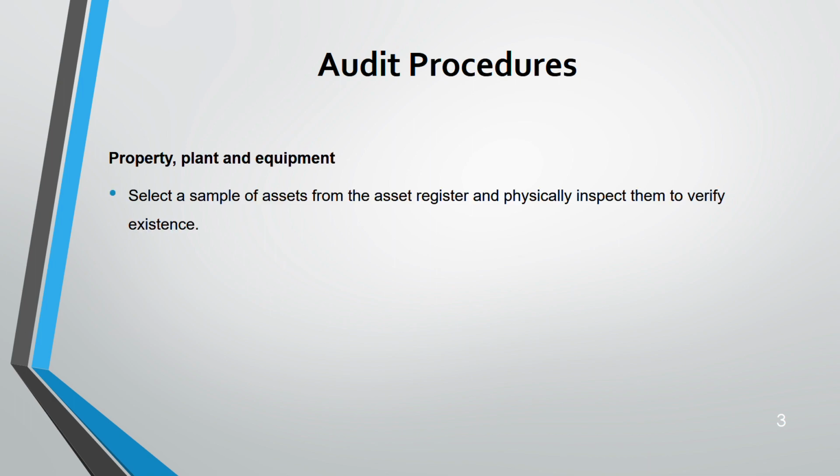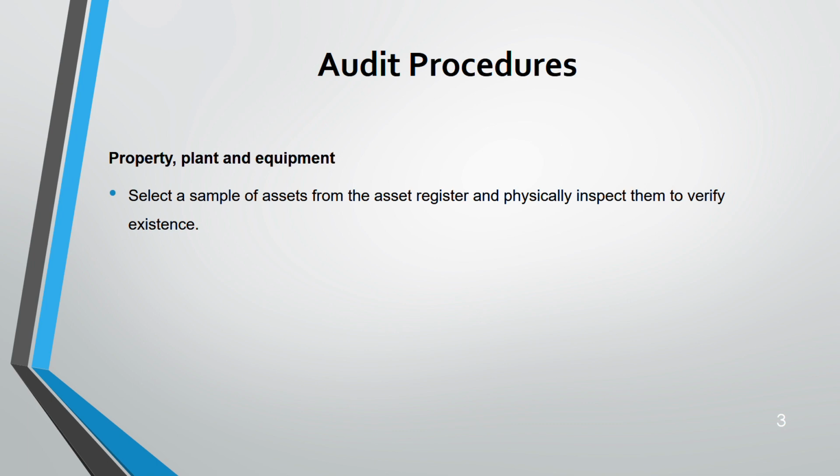So first, you verify existence. You see whether the property, plant and equipment actually exists or not. Look at the last word of this sentence. Existence is an assertion. You should always write an assertion in your procedure. That means there should be evidence, there should be a verb telling you what to do, and there should be an assertion. These three words have to be there.